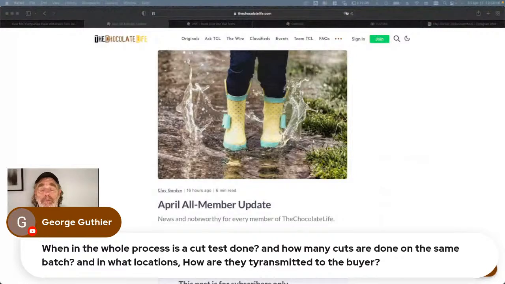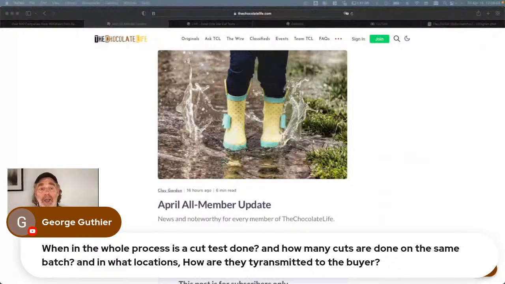So George, if you are lucky, what you do is you have a producer, whether that producer is an individual farmer, or a stakeholder, or somebody who's a part of a cooperative. What you're doing is you're running a cut test at the end of fermentation, and then at the end of drying. And then you have a cut test which is done before the beans are put into the container for transport, right? So you have a record of all of those things.